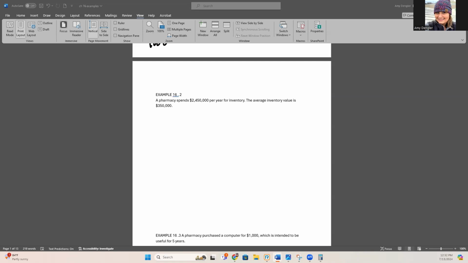Example 16.2, a pharmacy spends 2,450,000 per year for inventory, and the average inventory value is 350,000. So we're going to use our turnover rate or inventory turnover rate.